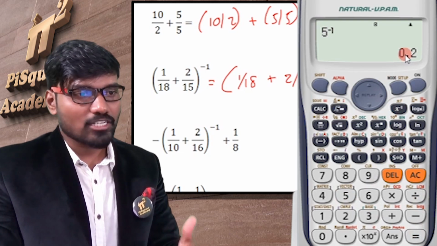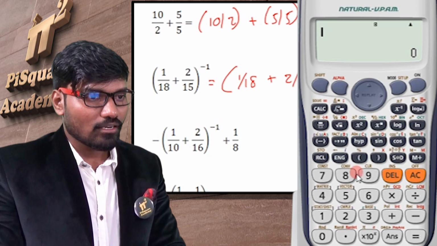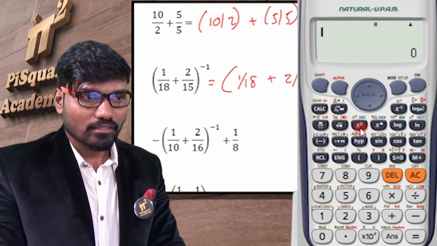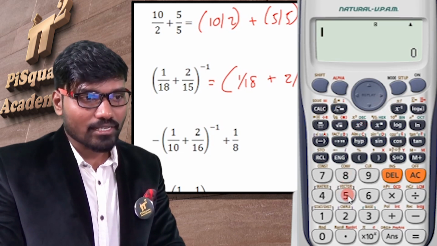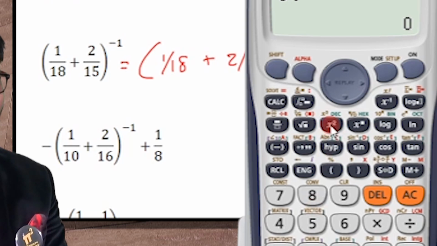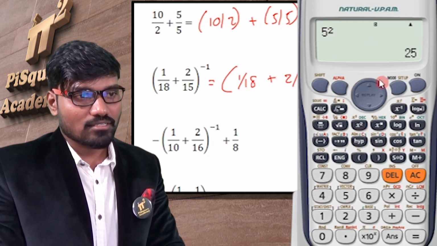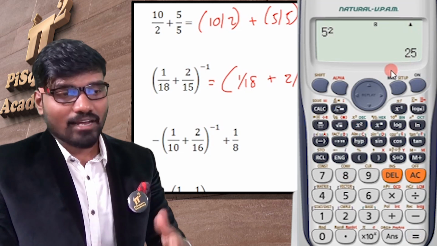Similarly, if you want to find 5 square, let me clear it and locate the square function in the calculator. Here we have the square function, given in the form of x square. So first we need to enter the value of x, then we'll enter the square operation and equal to. This is the answer.